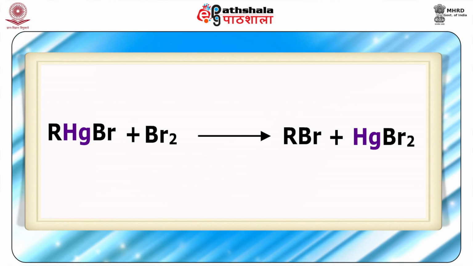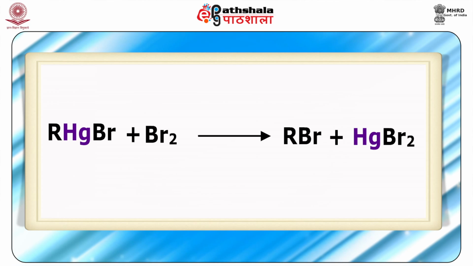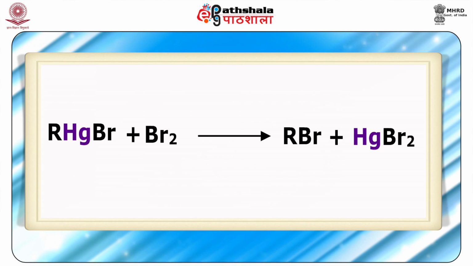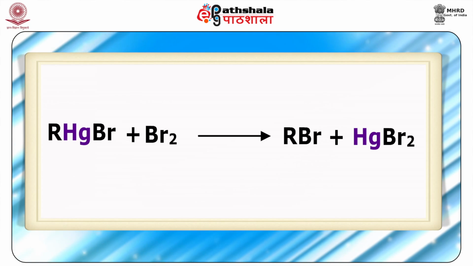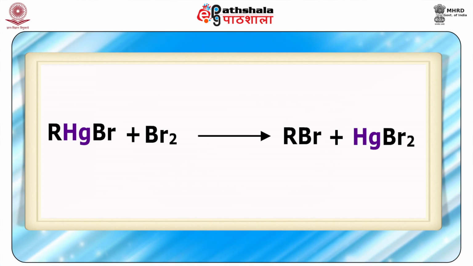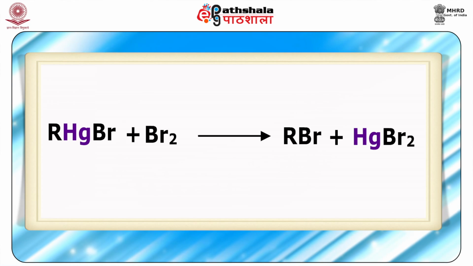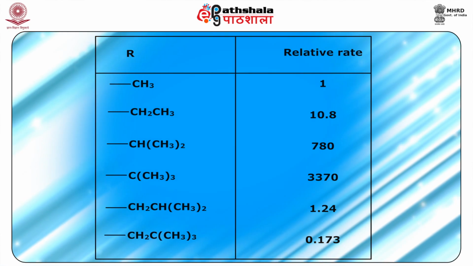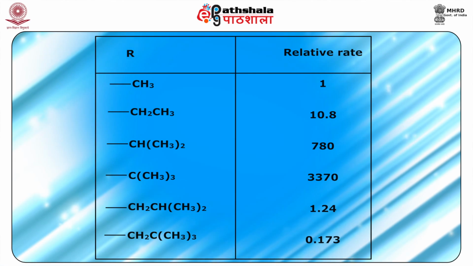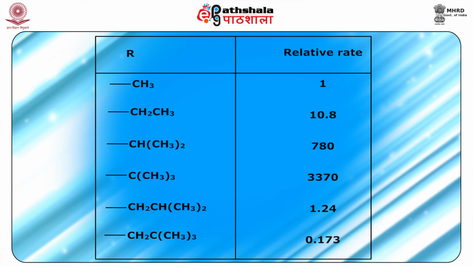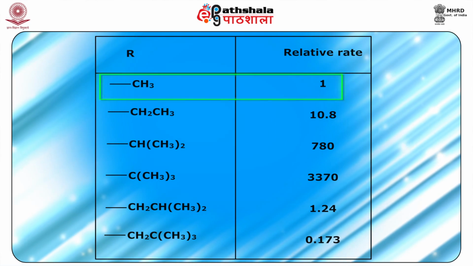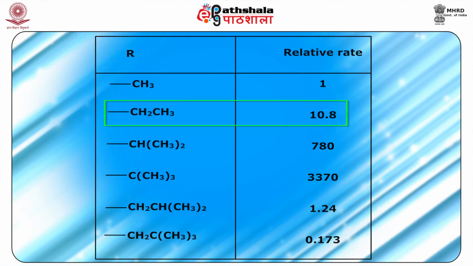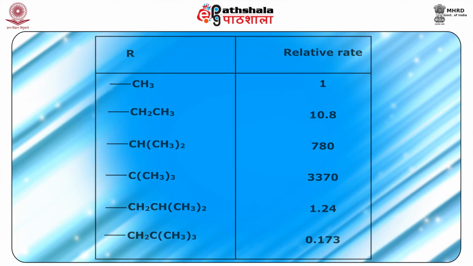For the reaction as shown here, that is RHgBr plus bromine, forming RBr and HgBr2, you can see that this reaction is catalyzed by bromide ion and this is going via the SE2 front mechanism. And you can see in this table that relative data has been given where the variant is different alkyl substituents. So, you can see the relative rate when it is methyl it is 1, it is ethyl it is 10.8. Further as we go higher, you can see this relative rate is varying.